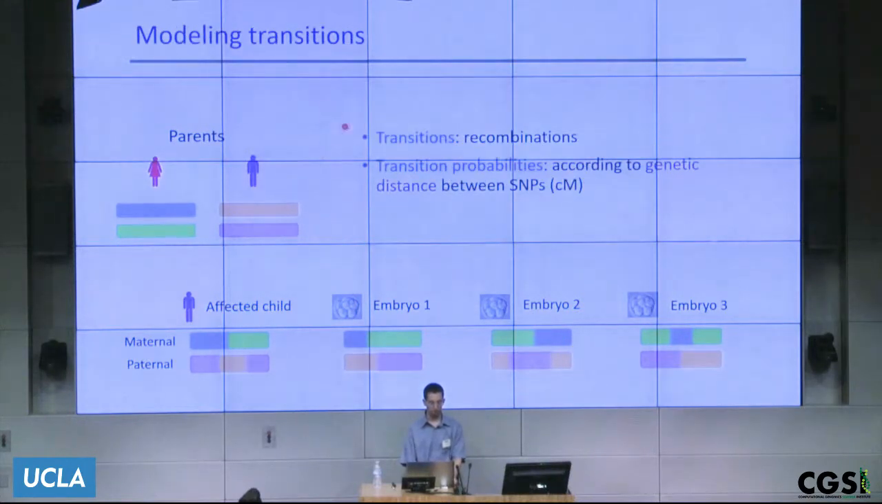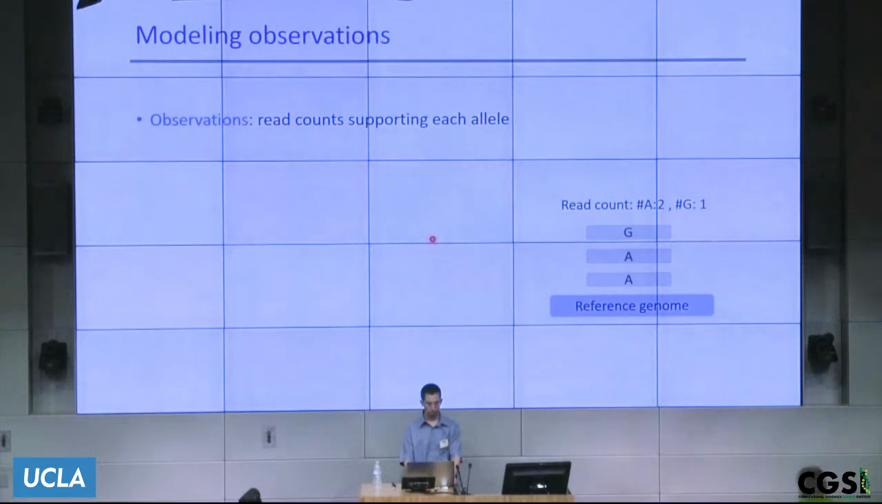Now, in this model, the transitions are simply recombination events in the parents transmitted to each embryo, and the probabilities of transitions are determined by the genetic distances between SNPs. This means we measure them simply according to the genetic maps in centimorgans. The distance between 2 SNPs in centimorgans directly corresponds to the probability of a crossover in the previous generation. So this is straightforward. What's more complicated is the emission probabilities.